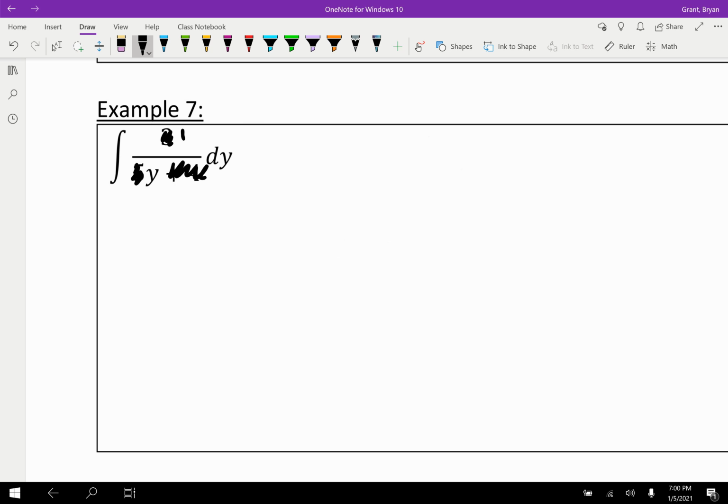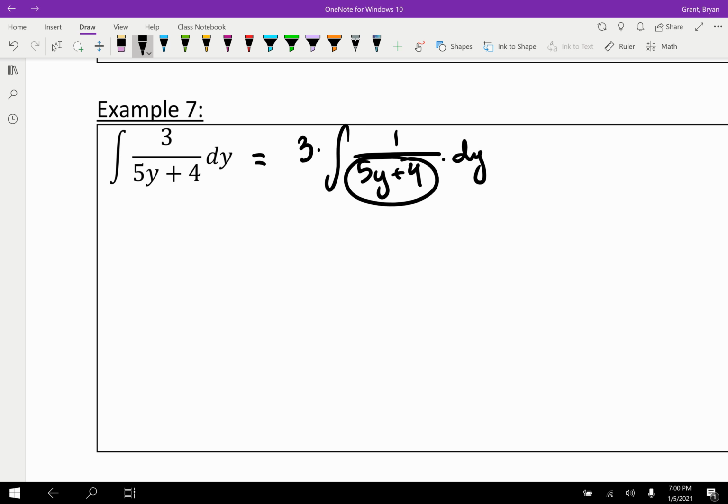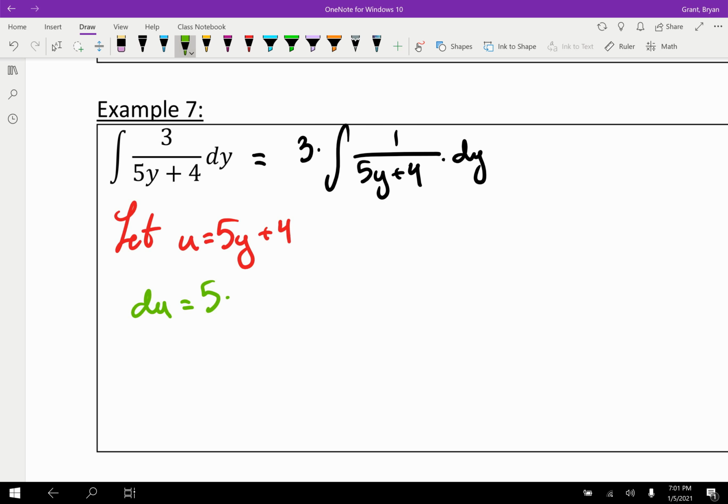It's natural log. And so what we're going to do here is, I like the idea of factoring out this 3. I think it's not going to affect anything. We are still going to try and simplify this down, but we're just going to simplify the denominator. We're going to try to make it into something where we can take the antiderivative. So we're going to say let u equal to 5y plus 4. This will give us a du of 5, 4 goes to 0, and then y becomes dy.